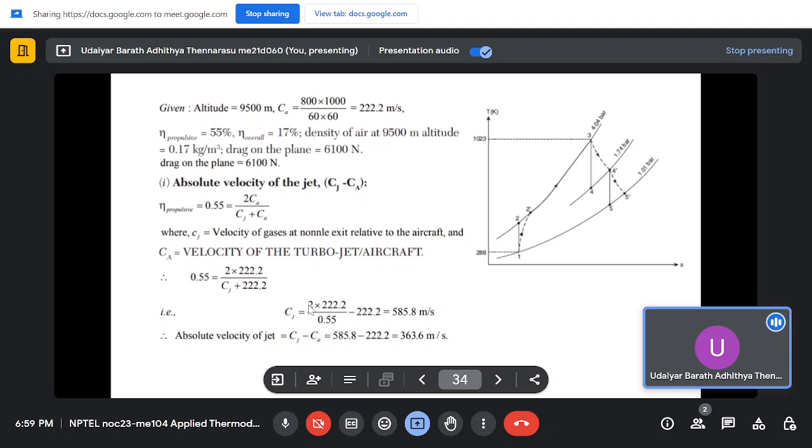So we'll see how to solve this. We know velocity is 800 km per hour. Converting that into meters per second, I'll get 222.2 meters per second. I know propulsive efficiency is 55%, overall efficiency is 17%, and density is 0.17 kg per meter cube, and drag on the plane or thrust is 6100 Newton.